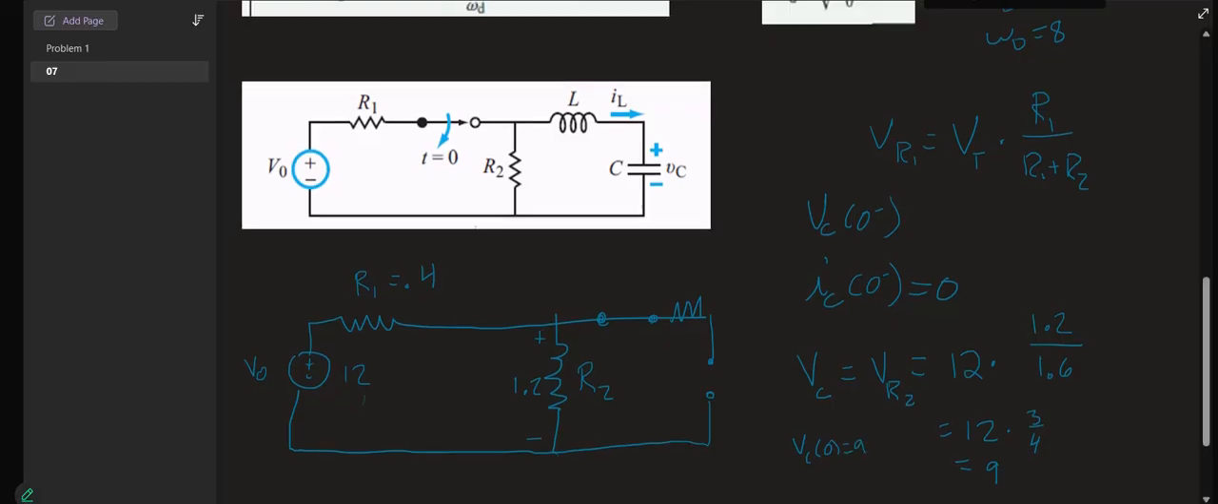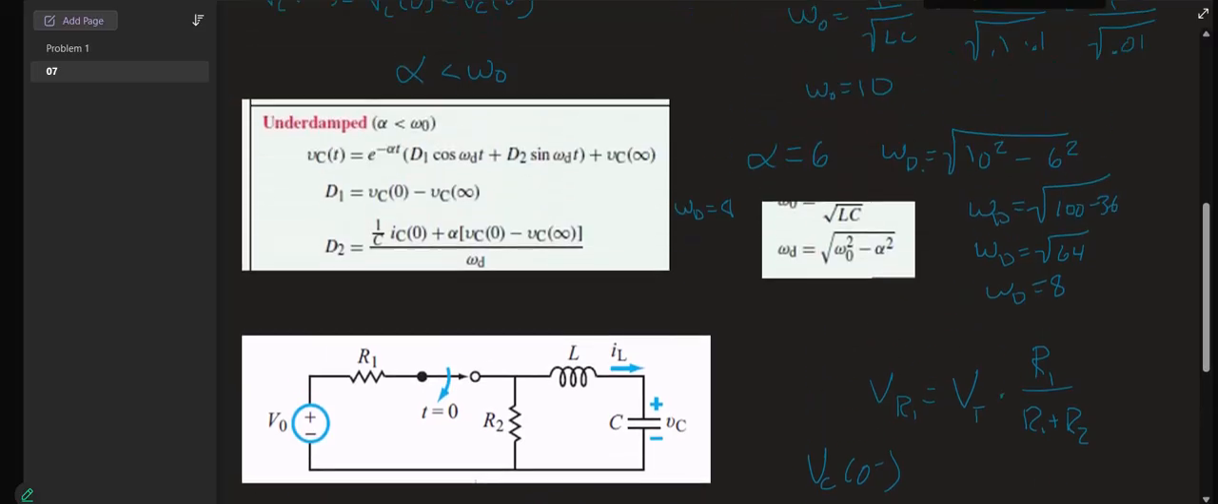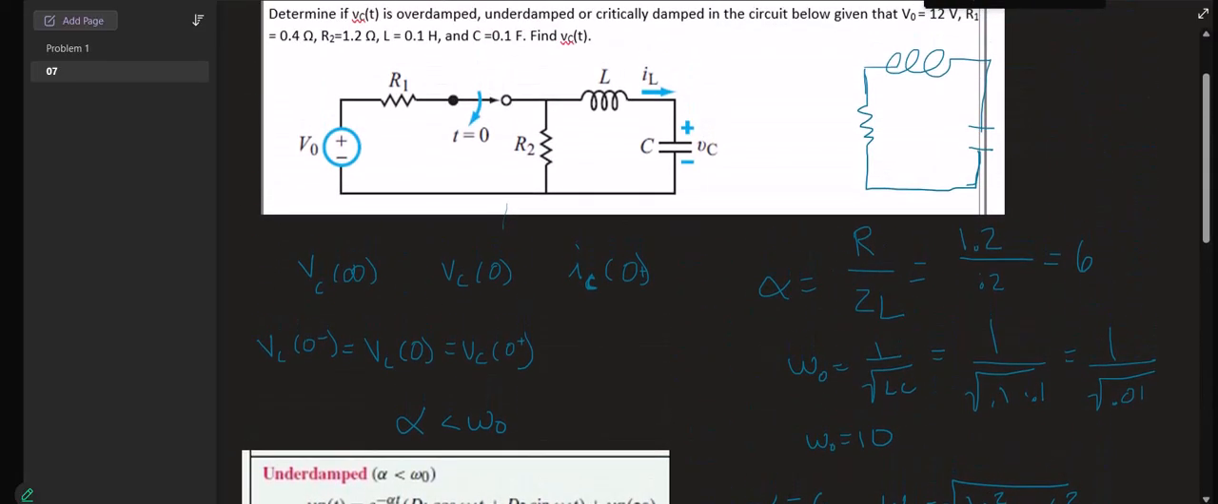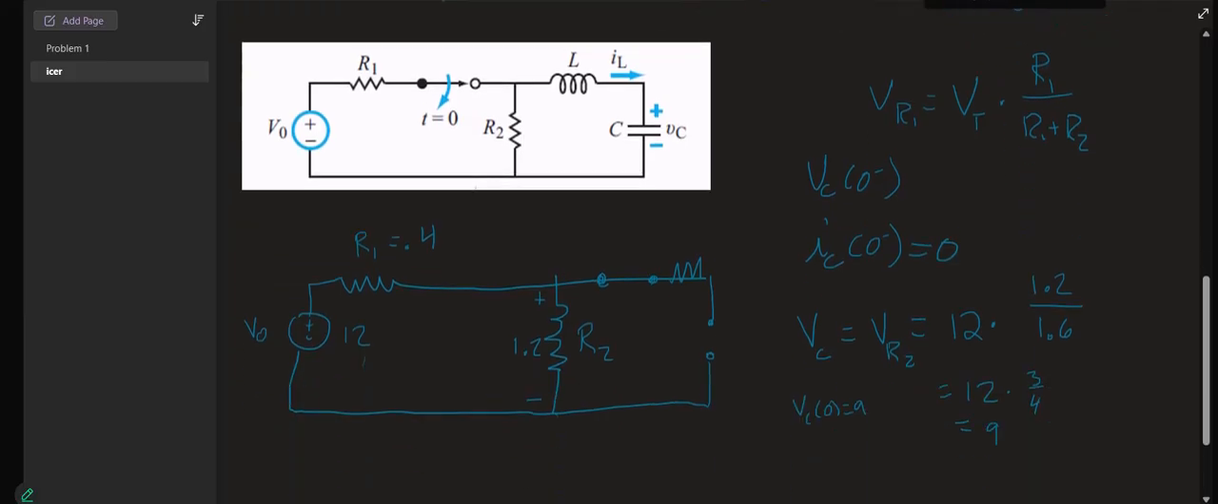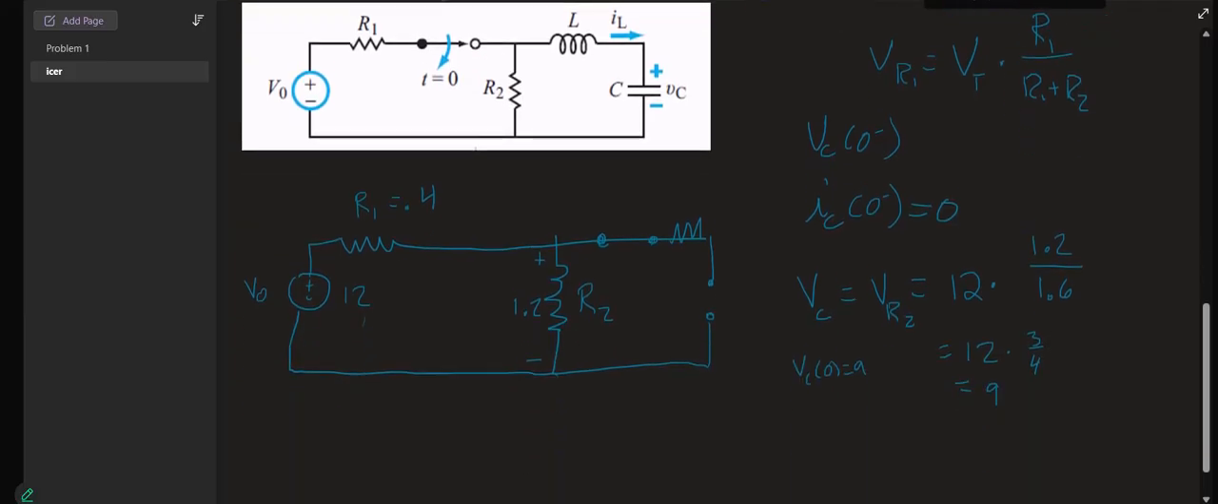Now we need to find VC at infinity. So let's go back and look. This is our circuit after the switch has been opened. Are there any sources in this circuit? There are no sources. So eventually any energy that was stored in the inductor or capacitor will get dissipated through the resistor, and then eventually we'll have no energy left and no voltage left. And so VC at infinity will be 0.